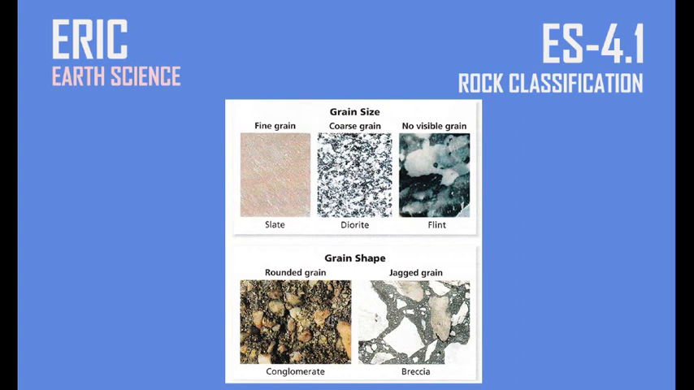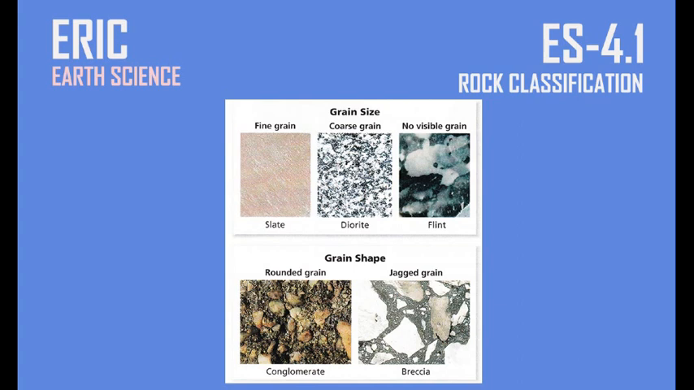Grain size. Often, the grains in a rock are large and easy to see. Such rocks are said to be coarse-grained. In other rocks, the grains are so small that they can only be seen with a microscope. These rocks are said to be fine-grained. Notice the difference in texture between the fine-grained slate and the coarse-grained diorite in Figure 4 at left. Some rocks have no visible grain even when they are examined under a microscope.